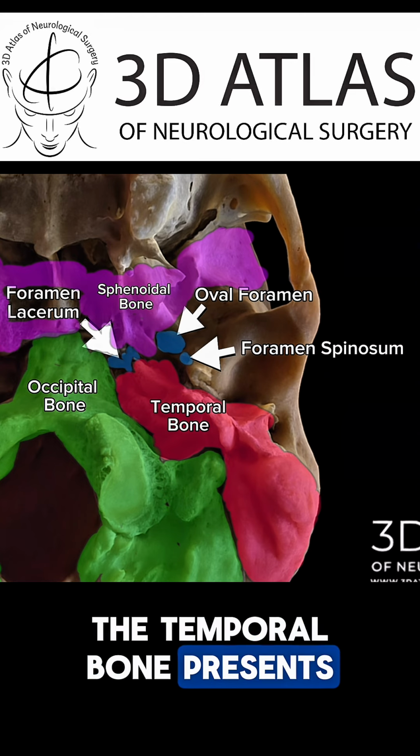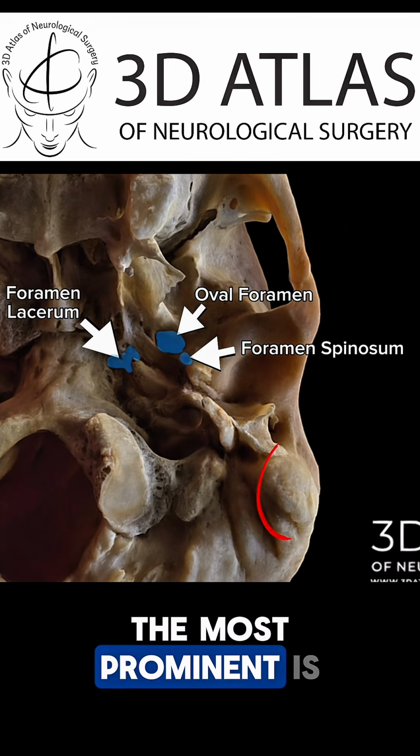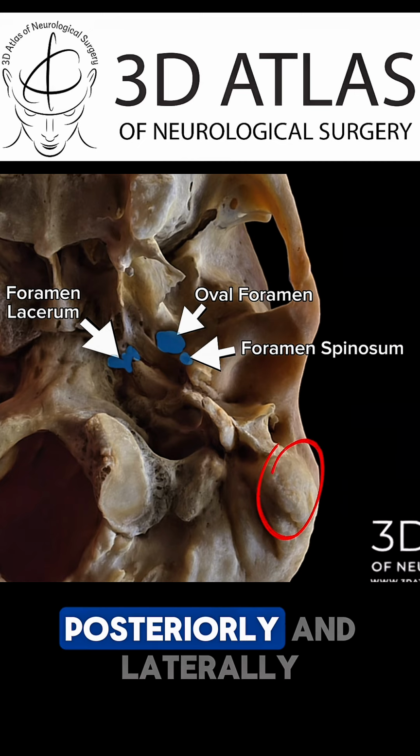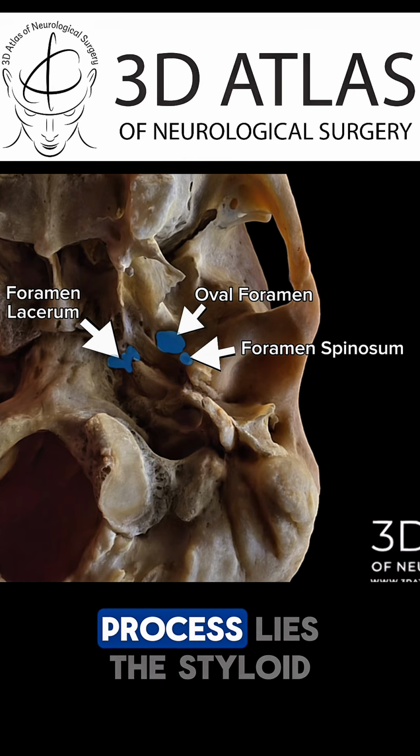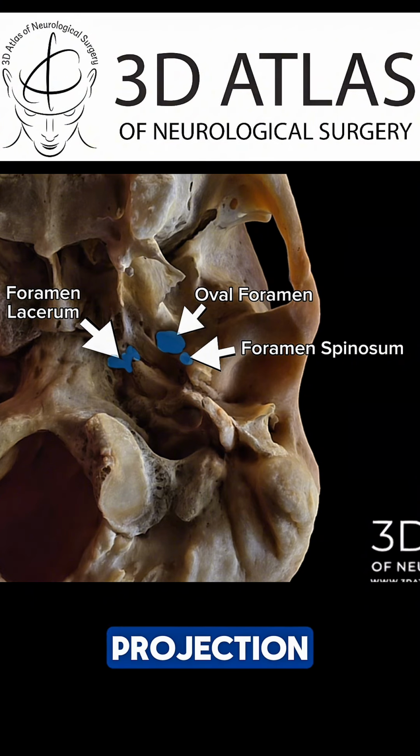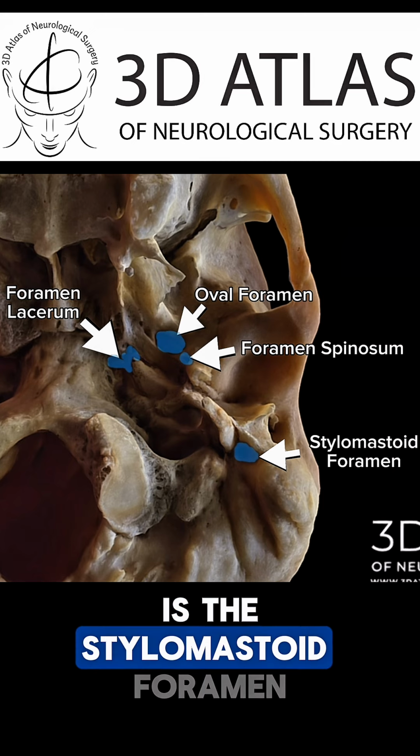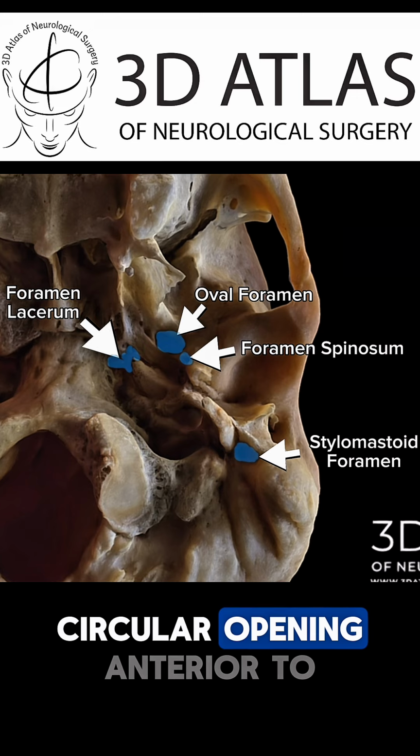The temporal bone presents several landmarks in the norma basalis. The most prominent is the mastoid process, a rounded projection located posteriorly and laterally. Anteromedial to the mastoid process lies the styloid process, a slender, pointed, bony projection. Between the styloid process and the mastoid process is the stylomastoid foramen, a small but distinct circular opening.